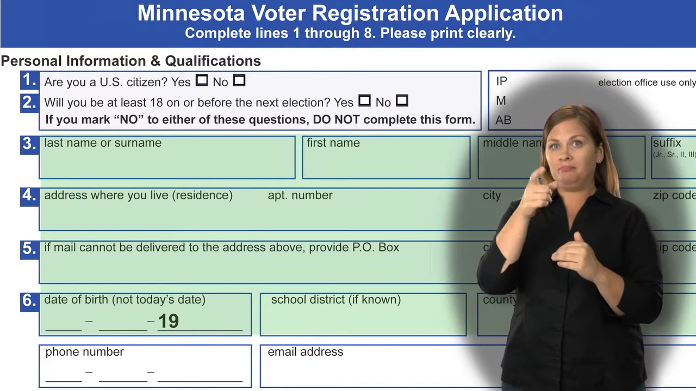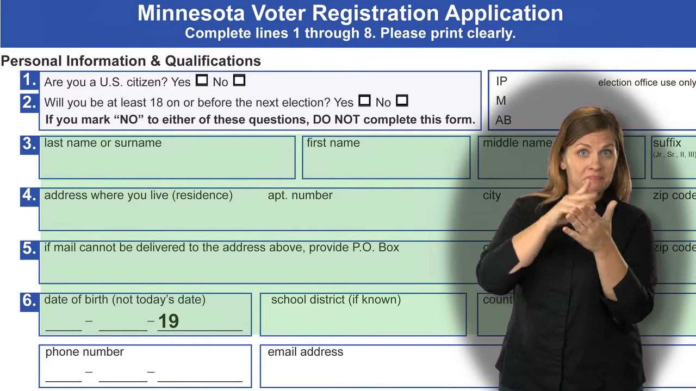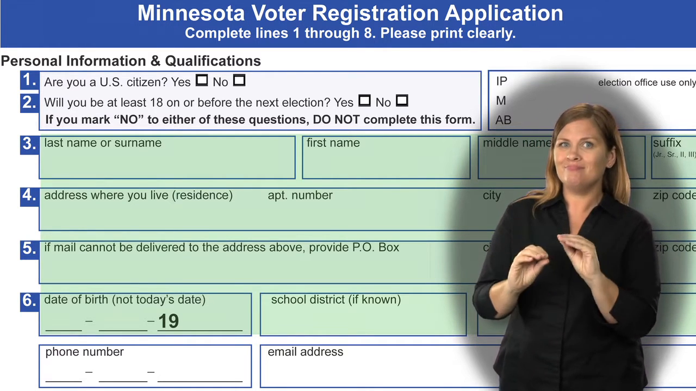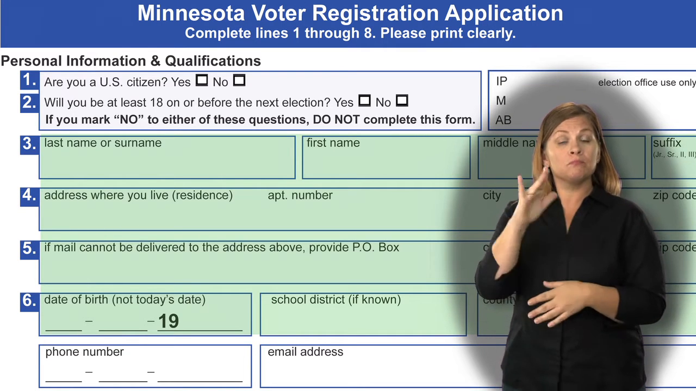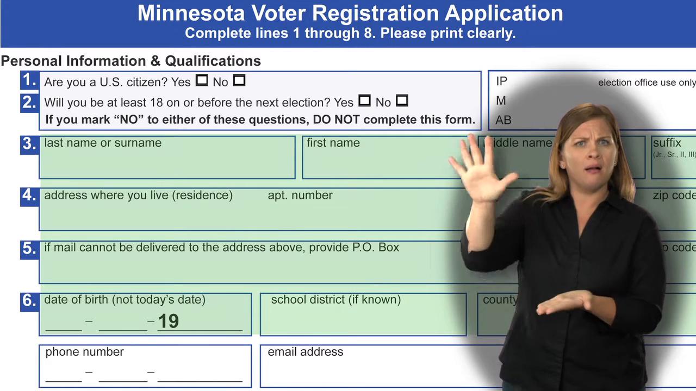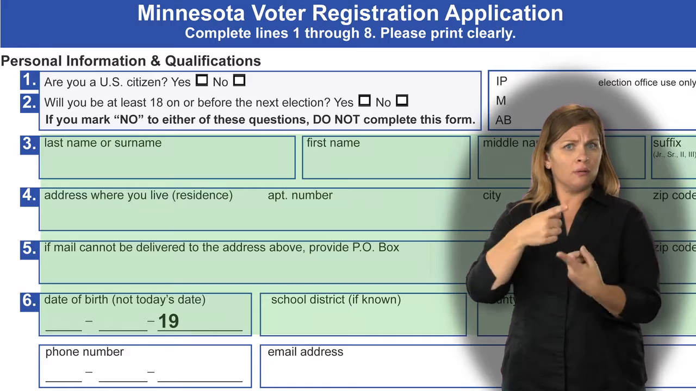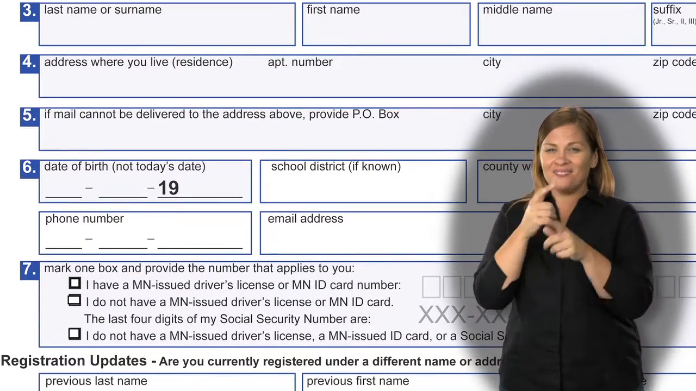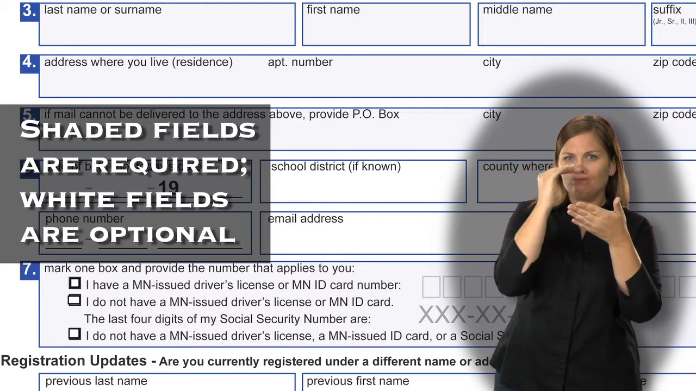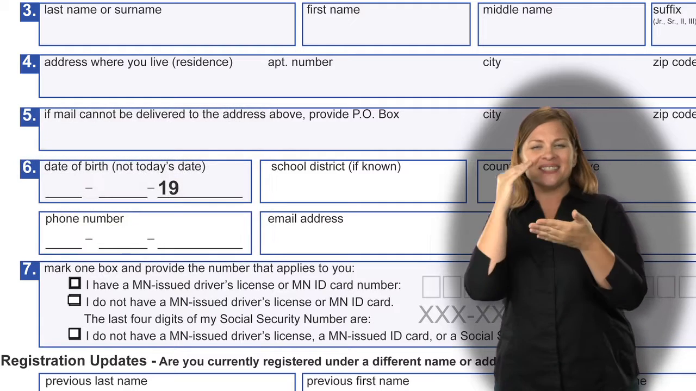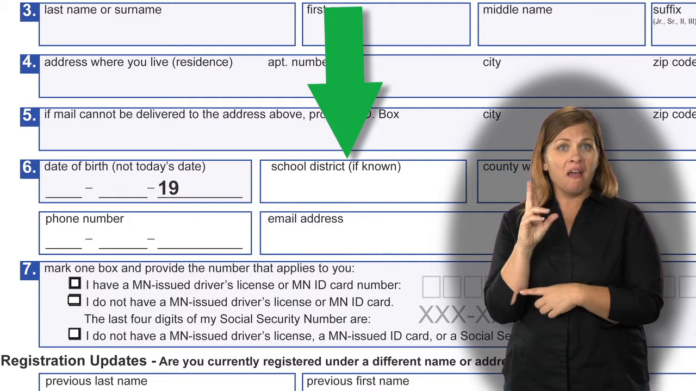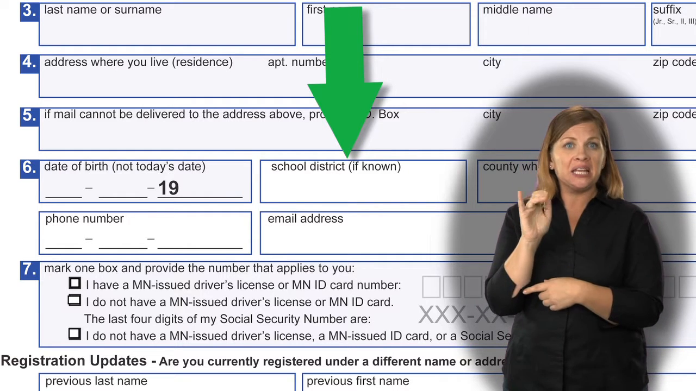or return the form. For the next questions, you will enter your full name, your address where you live, not a P.O. box, your mailing address if you can't get mail delivered to your home, and date of birth. The shaded fields are required, the white fields are optional. It also asks for, but you are not required to provide, your school district if you know it, the county where you live, your phone number, and your email address.